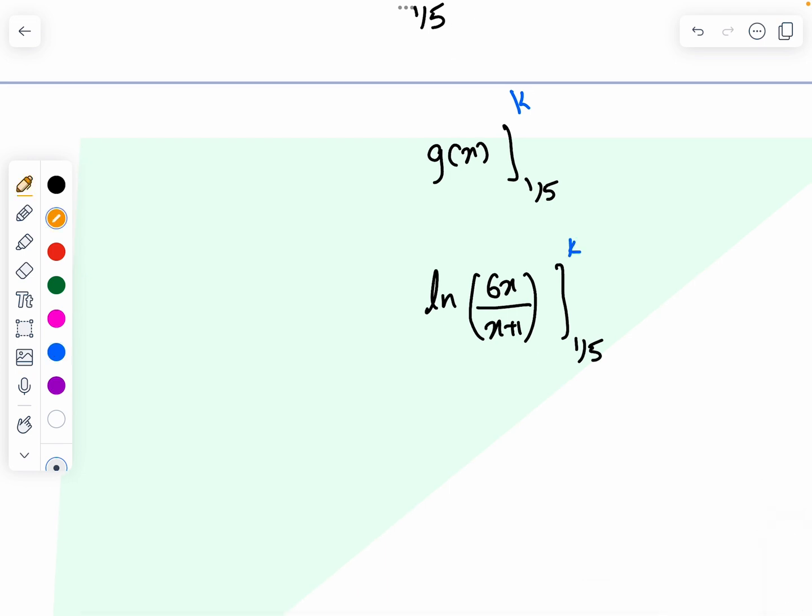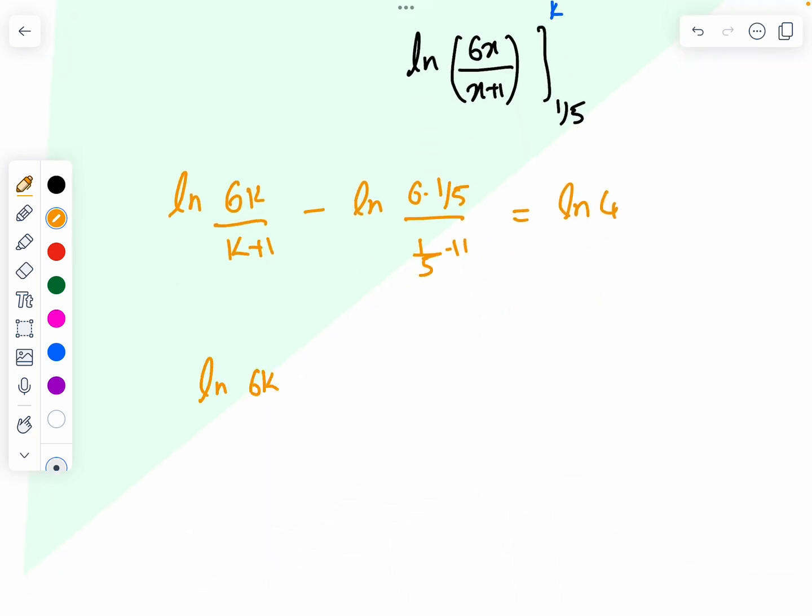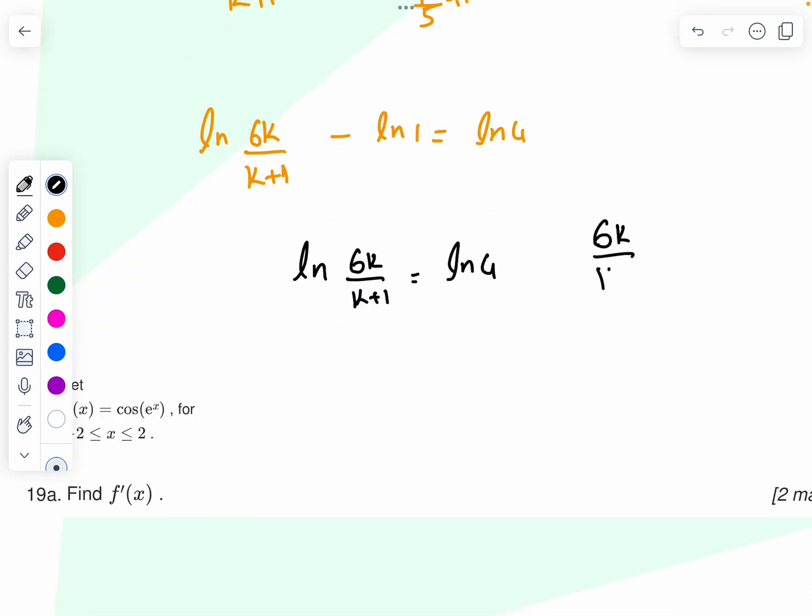So it becomes ln 6k upon k plus 1 minus ln of 6 times 1 upon 5 over 1 upon 5 plus 1, which equals ln 4. So ln 6k upon k plus 1 minus ln 1 equals ln 4. So ln 1 is 0. So what do I get? Ln 6k upon k plus 1 equals ln 4. Ln cancels. 6k upon k plus 1 equals 4. 6k equals 4k plus 4. So 2k equals 4. So k equals 2.